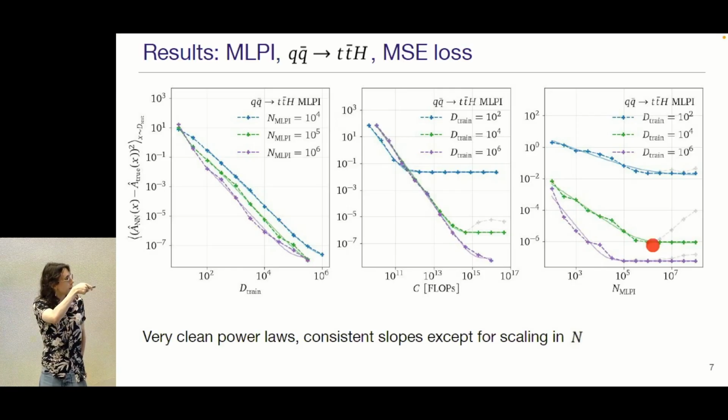And interestingly, the slopes, or the exponents of the power laws, are very consistent with each other, here and here, but not for the scaling in the number of parameters. We now understand why that's the case, and it's just because you really need to optimize the learning rate when you increase the size of the model. So we are working on fixing that, but the trainings take a lot of days, so we didn't have time to redo this plot.